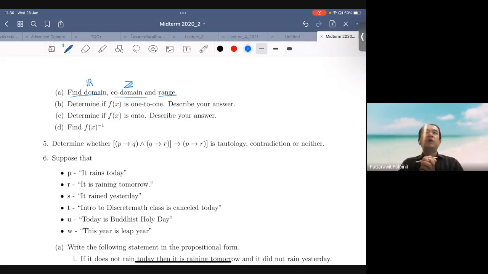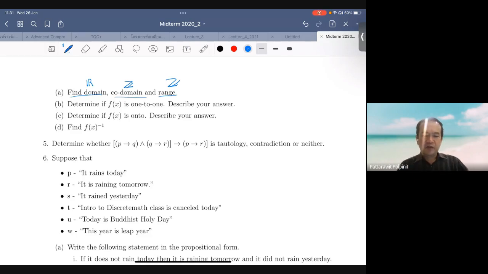The question would be, how do we find the range? Basically, we have to find any numbers in the codomain that are used, right? That's the range. The question is, is the range equal to the integer numbers? In this case, yes, because you can pick any number in the codomain, and you can always find a number in the domain that, once you plug it into the function f, gives you that number.